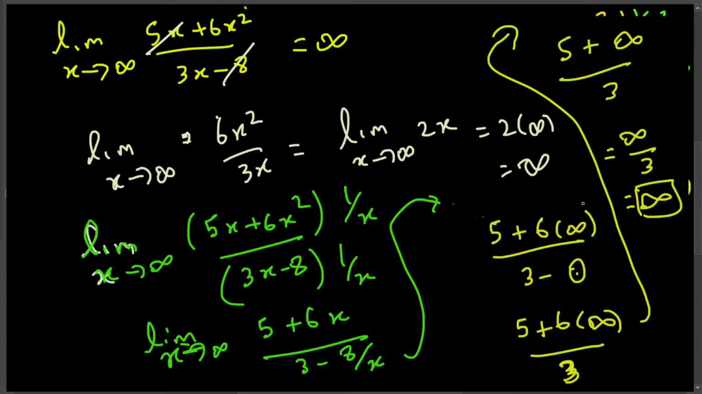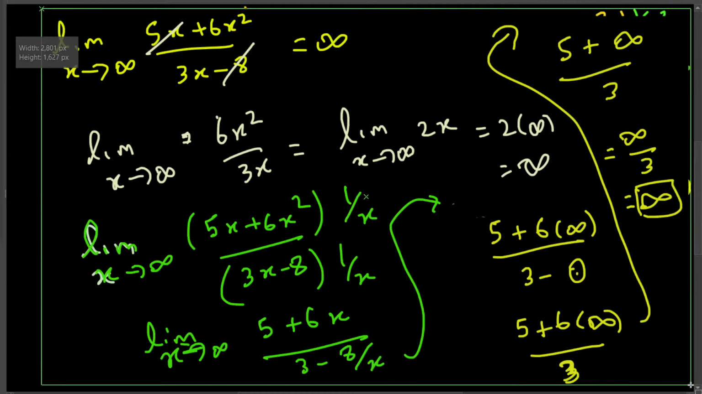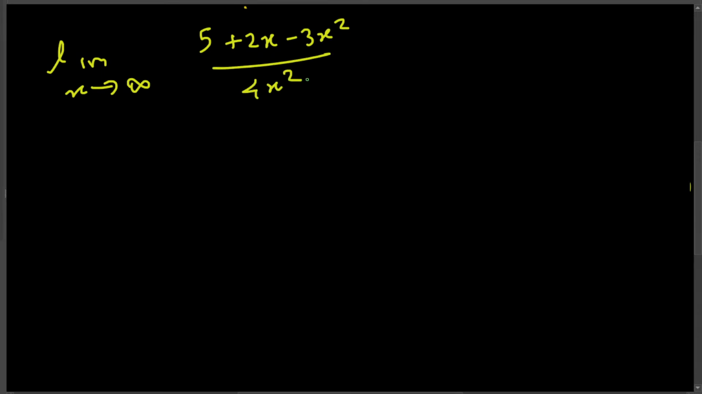Okay, let's look at one more problem. I'm going to erase the whole thing. Okay, let's say we have a question given like this: limit x approaches infinity, 5 plus 2x minus 3x squared divided by 4x squared plus 9x.